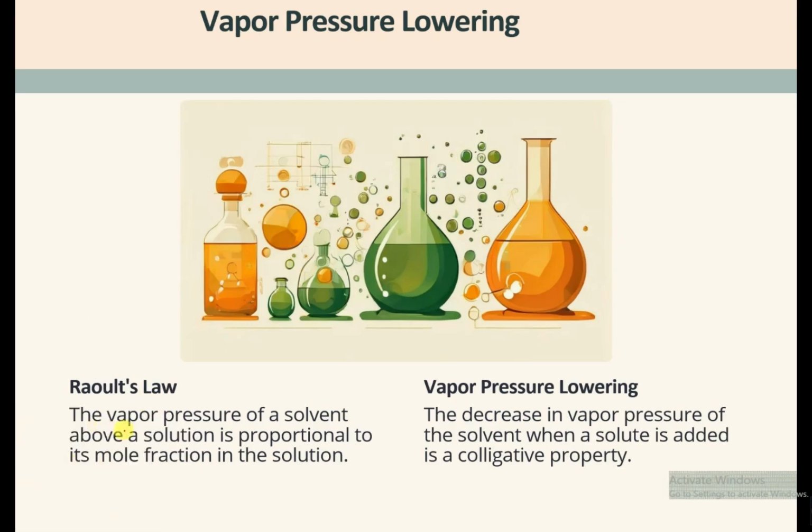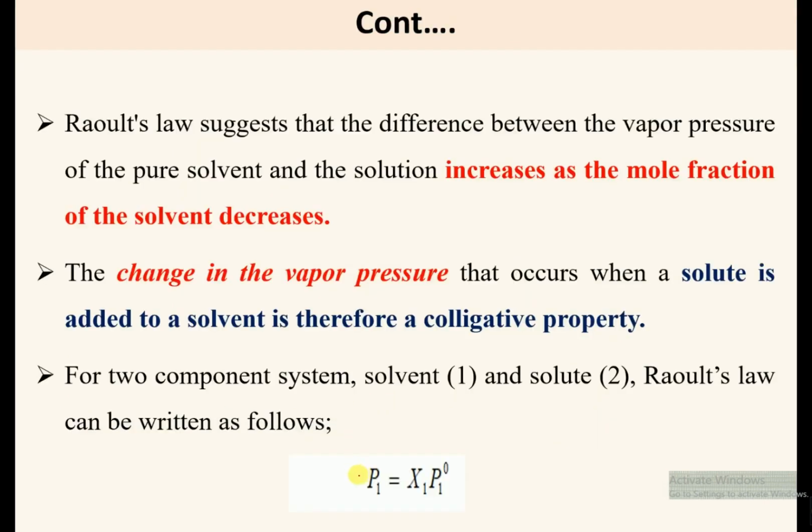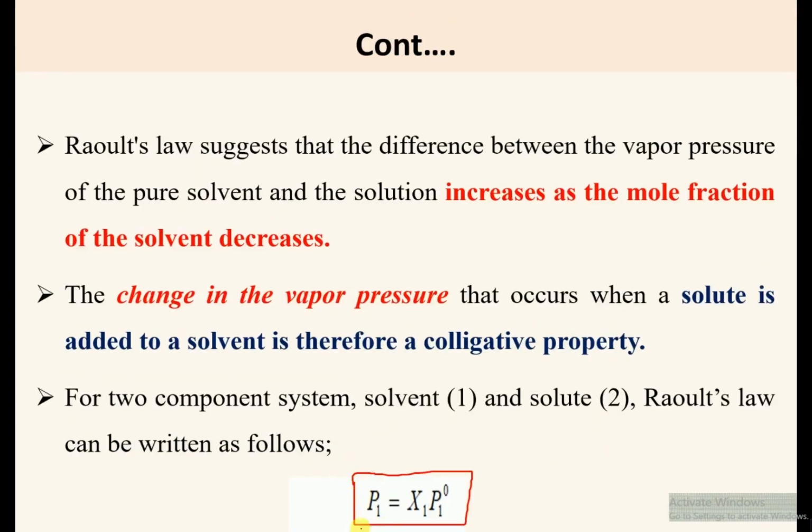Raoult's law explains the vapor pressure of a solvent above a solution is proportional to its mole fraction in the solution. So let us see it. This is Raoult's law. It's talking about the vapor pressure of a solution. This is the vapor pressure in its pure form. This is the vapor pressure after the added solid. So the vapor pressure is equal to the mole fraction of that solvent times the vapor pressure in its pure form.